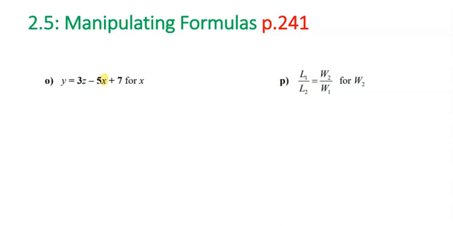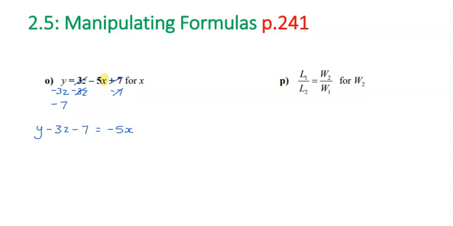isolate 5x. So that means that we have 3z. That's a positive 3z. We can take that away on both sides. And we can also get rid of the 7. It's a plus 7, so we can take that away as well. It looks kind of yucky over there. Sorry about that, but we're going to write this down. Y minus 3z minus 7 is equal to negative 5x.